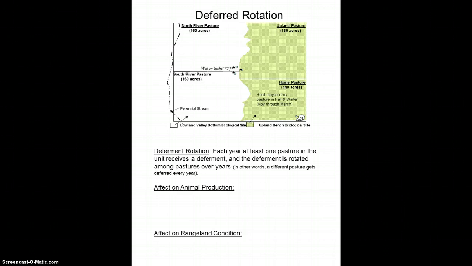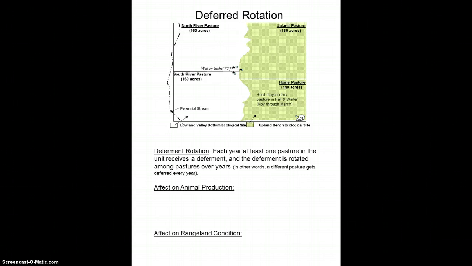So in the example up above, we have 4 pastures, and we might rotate through those so that at least 1 out of every 4 years, one of those pastures is not grazed in the spring through seed set, which would be a deferment. So the deferment would be rotated among the pastures.